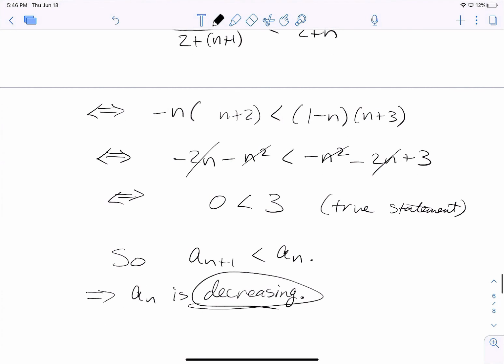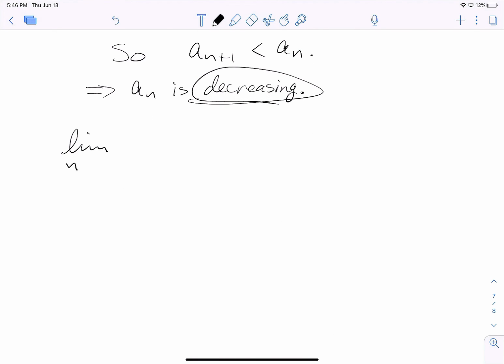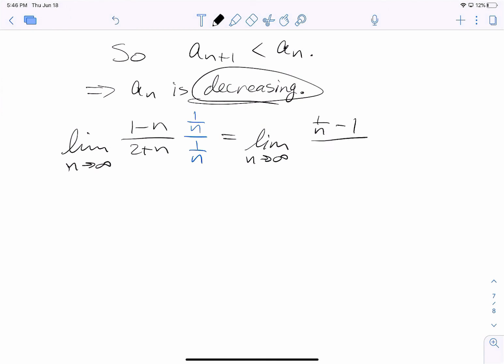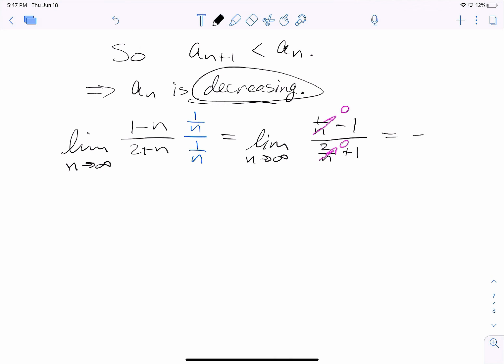We were asked for a couple of things though. We wanted to know, is it increasing, decreasing, or not monotonic? And then we want to know if it's bounded. In other words, let's look at a limit. It's the limit as n approaches infinity of 1 minus n over 2 plus n. I'm going to handle this by dividing out the largest power of n that appears in the denominator. So this is equal to the limit as n approaches infinity of 1 over n minus 1 divided by 2 over n plus 1. The terms with n in the denominator go to 0 as n approaches infinity, and this limit is equal to -1.